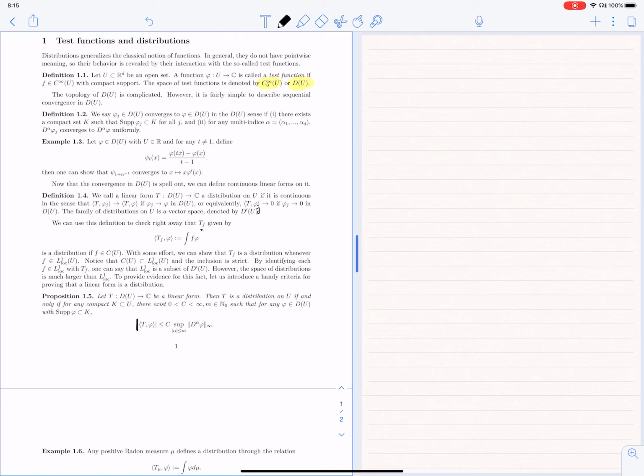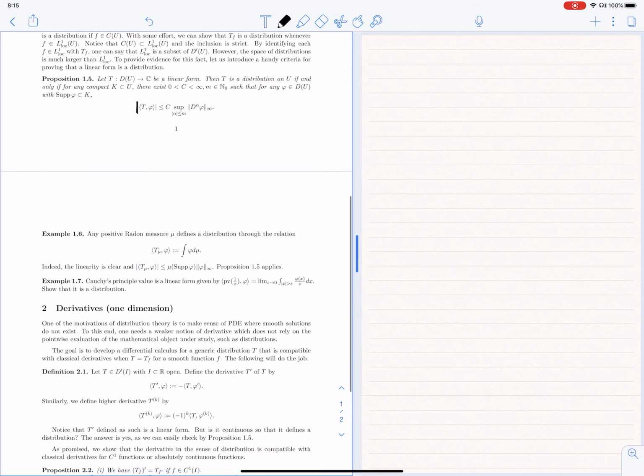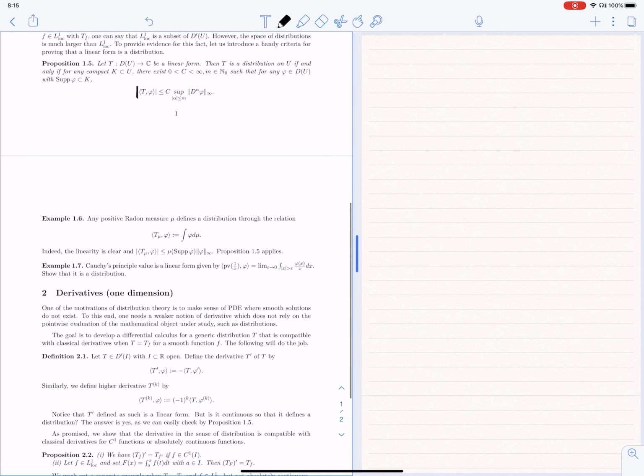Okay, so this is quite useful because it allows us to show more examples of distributions. So here's another class of examples. First of all, we can associate every positive Radon measure with a linear form by using this integral.